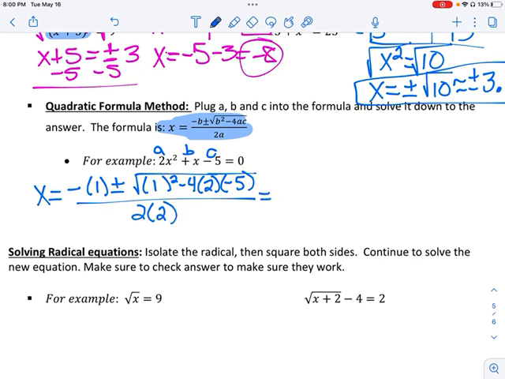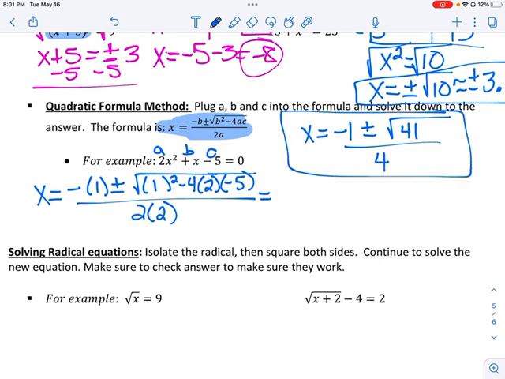Now we just start simplifying that down. So I end up with x equals negative 1 plus or minus. Now we do the discriminant, all that part underneath there, the radicand. So 1 squared is 1, 4 times 2 is 8 times negative 5 is a negative 40, so it's going to be 1 plus 40, which would give me square root of 41 all over 4. So if it asks for simplified radical, that would be your answer.